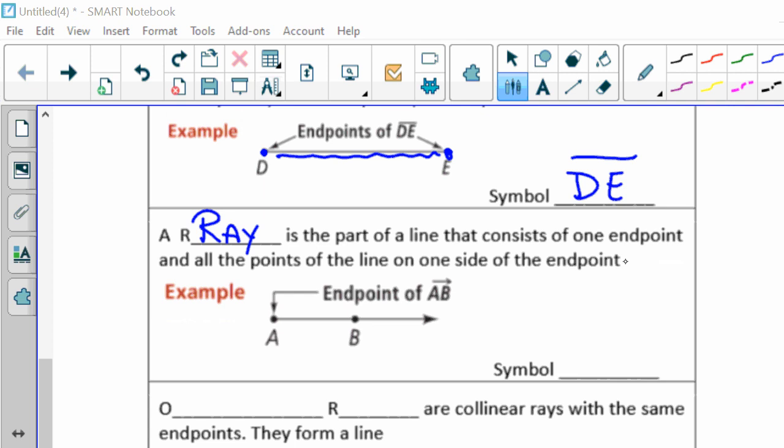Next up is ray. And again, I'm reminding you, best practice is to write this on the back side of this document instead of on the line like I am, so that you can use it as a check, like a quiz for yourself, because there's nothing written there. A ray is the part of the line that consists of one endpoint and all the points on one side of the endpoint. So this ray, AB, is the ray that starts at A and goes off in the direction of B.